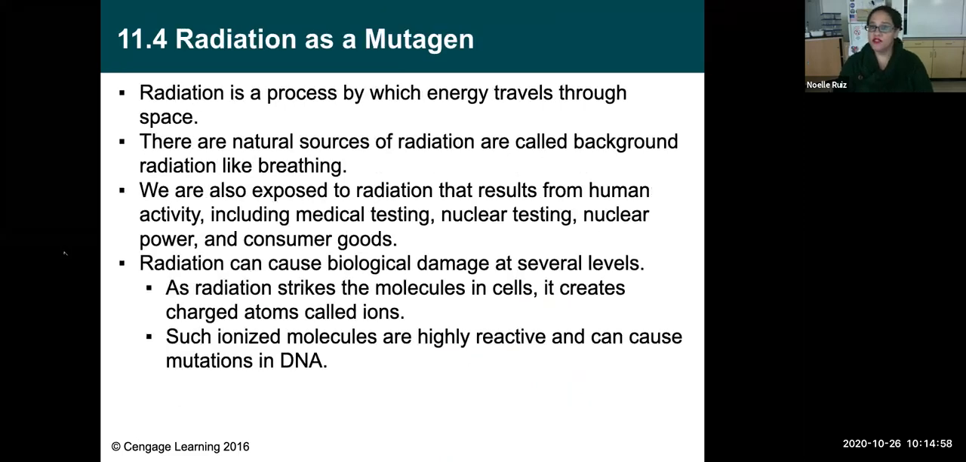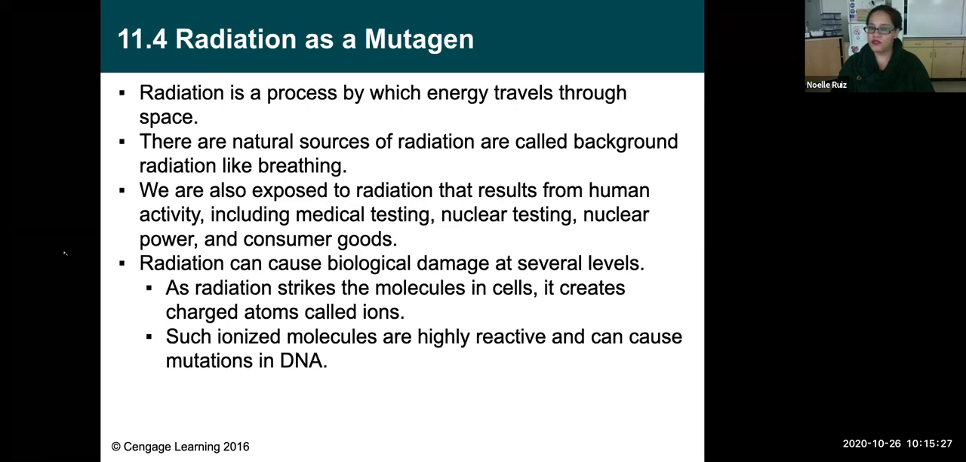Radiation is a process by which energy travels through space. There's energy traveling through space all the time. There are natural sources of radiation called background radiation, like breathing. That is energy. We breathe in oxygen, we breathe out carbon dioxide. That is just natural radiation that takes place. It just happens in the background.